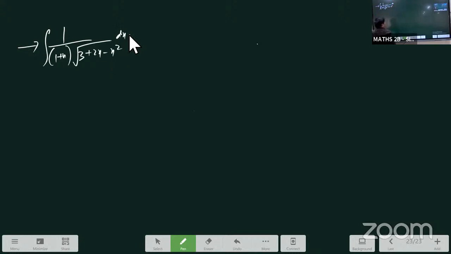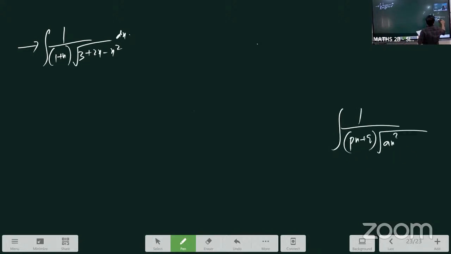See the model once, everybody. Integration of 1 by (1 plus x) under root of (3 plus 2x minus x square) dx. Now, how does it look? Integration of 1 by (px plus q) into under root of (ax square plus bx plus c) dx.